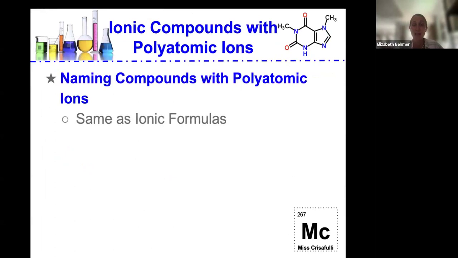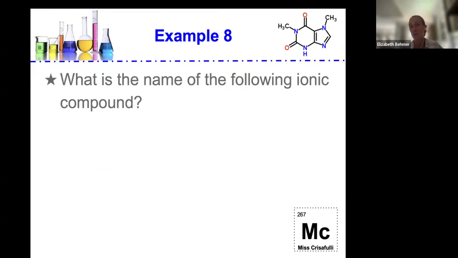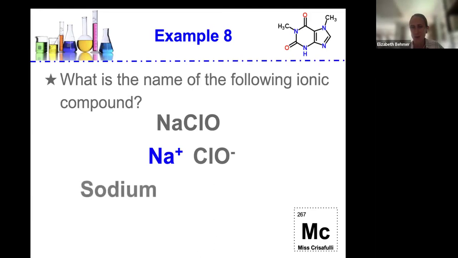Naming compounds with polyatomic ions is the same as an ionic formula. Name the cation, name the anion, and let's go through an example. What is the name of the following ionic compound? NaClO. We know that's sodium. ClO, what was that again? Hypochlorite. So some of these you have to kind of remember and memorize. Hypochlorite is ClO.